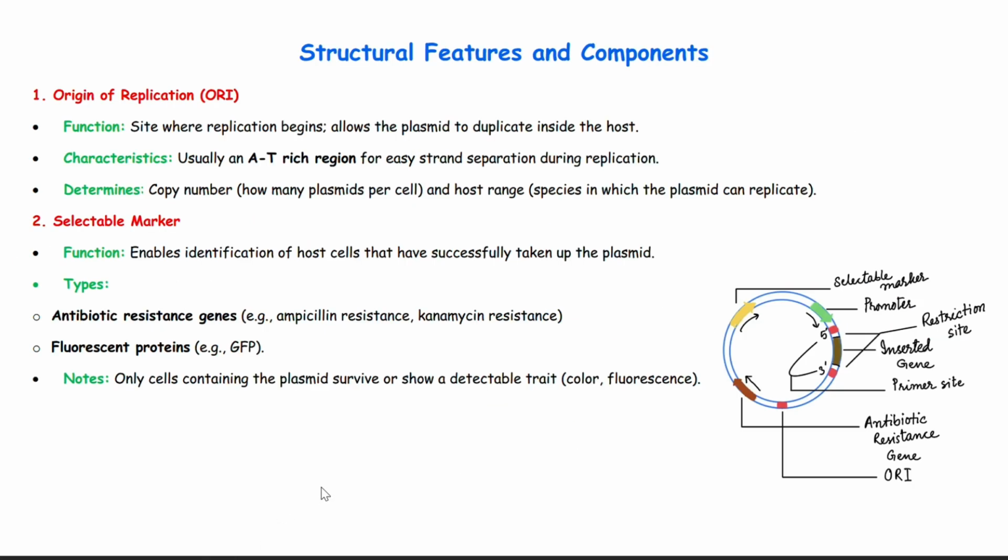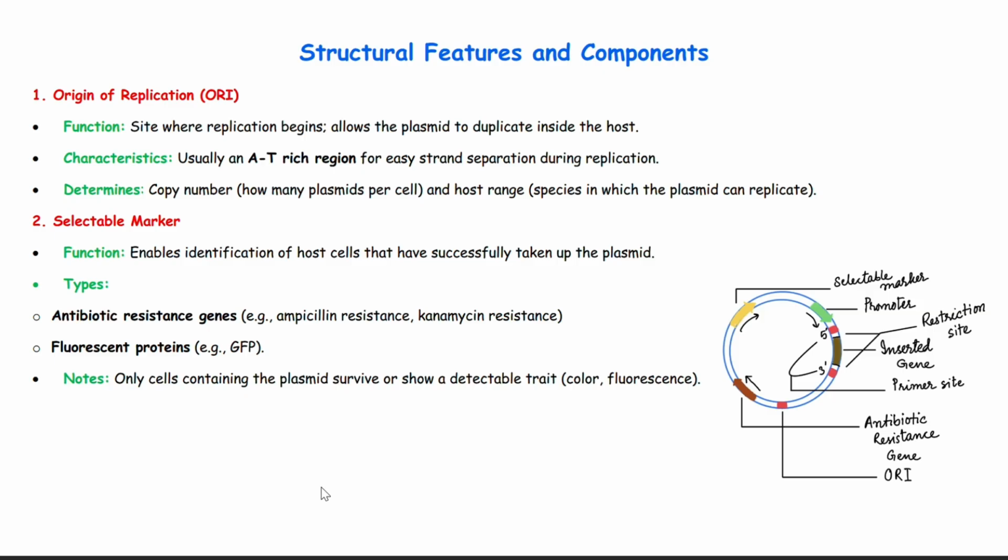Let us look at the important parts of a plasmid so every name makes sense. First is the origin of replication, or ORI. This is the starting point where the plasmid begins copying itself inside the cell. ORI controls how many copies of the plasmid can exist. A strong ORI can make many copies, while a weaker one makes fewer.